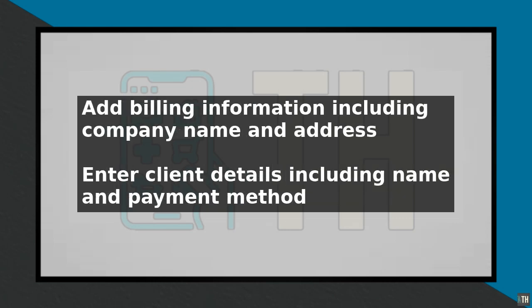Now, add the items or services you are invoicing for, including the description, quantity, and price. You can also add taxes and discounts if applicable. Make sure to calculate the total amount correctly and include any additional fees.